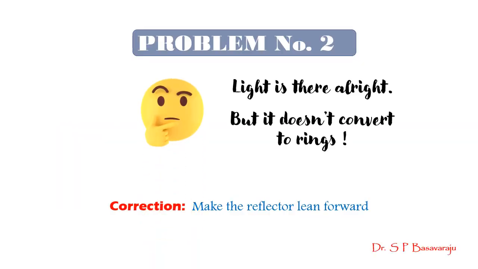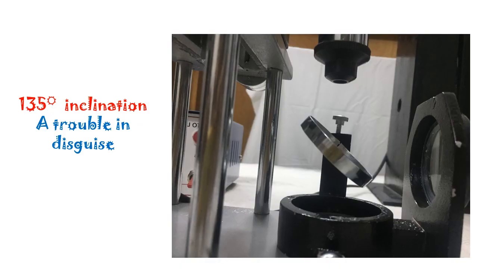When you encounter this problem, check the inclination of the reflector. You will see the reflector's upper edge leaning not to the front but to its back like this. How did it get there? It happened because while you were trying to get light, you would have turned the reflector so much that its upper end got tilted to its backward leaning posture.